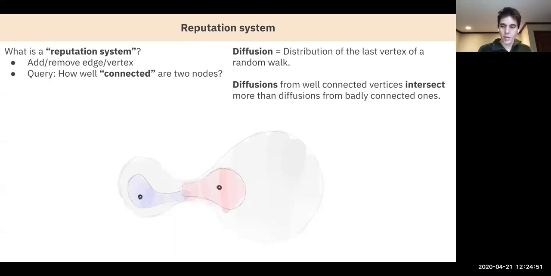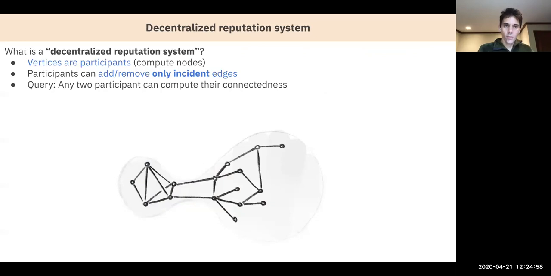Okay, so that's what reputation systems are. They compute connectedness between two vertices. Now, what's a decentralized reputation system? The difference here would be that the vertices are not abstract data points, but instead they are the participating compute nodes themselves. And the second difference is that participants can only add and remove edges that are incident to themselves, basically. Otherwise, the query type of the question that we can ask remains the same. So that's a decentralized reputation system.